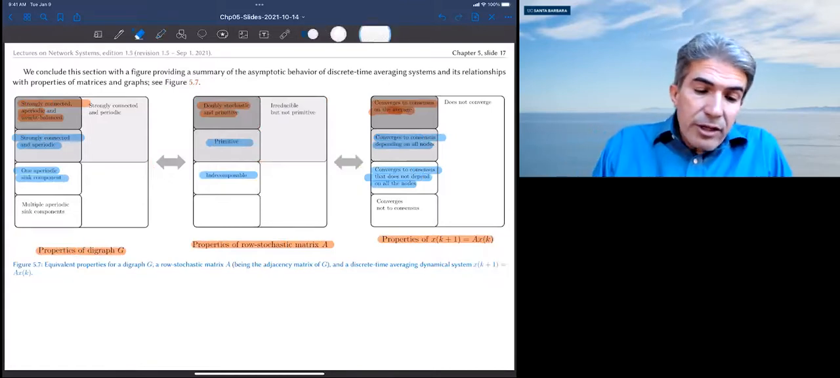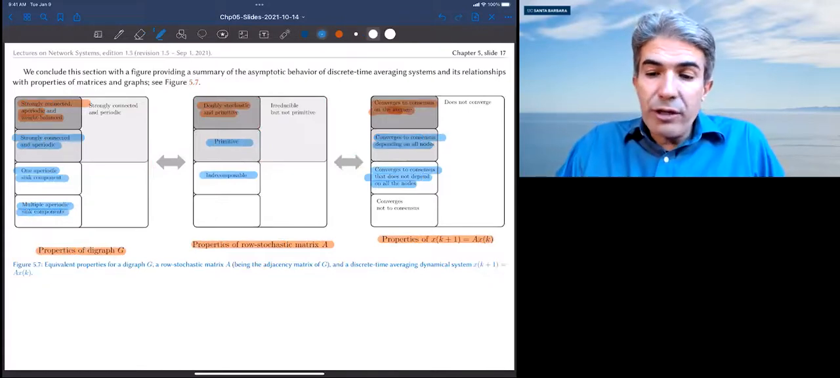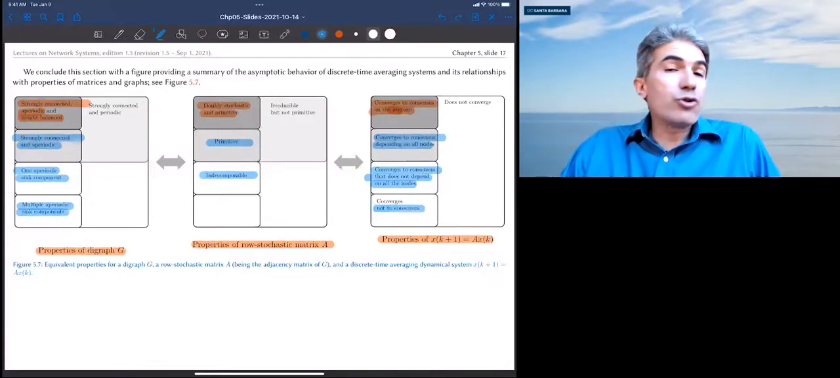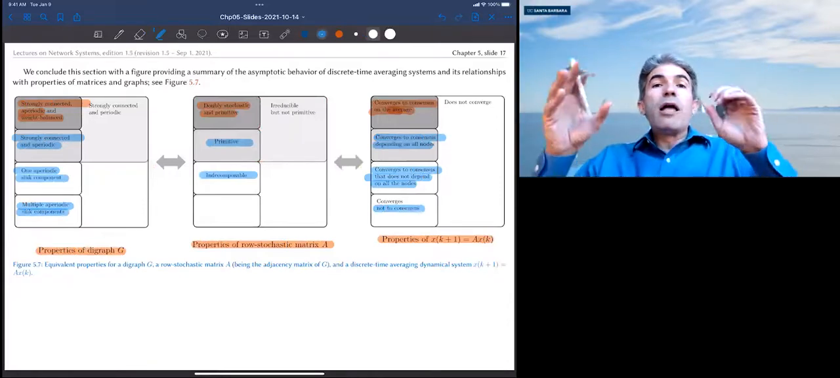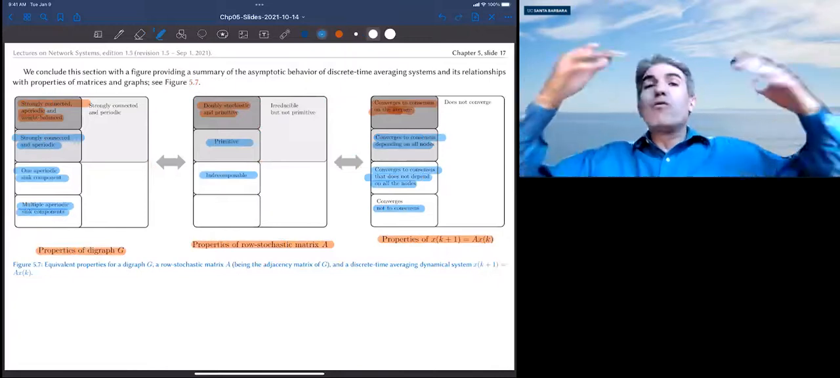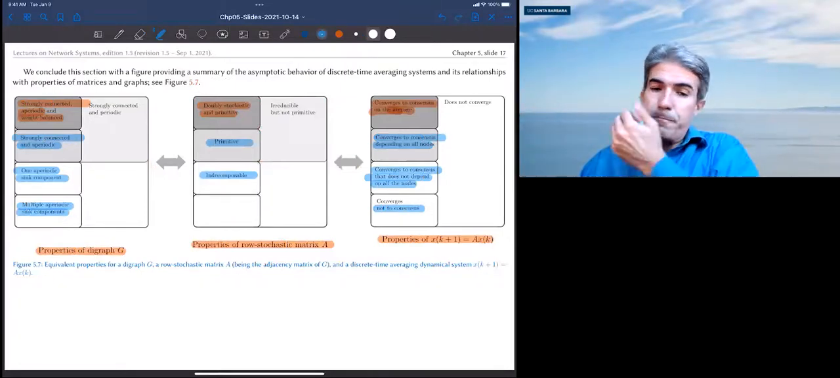Now, instead, if you have multiple aperiodic sink components, this is the very last case, then you do converge to something, but not to consensus. You converge to final values. Each sink converges to a consensus value, and the nodes that are outside the sink converge to convex combinations of the consensus values in the sinks.